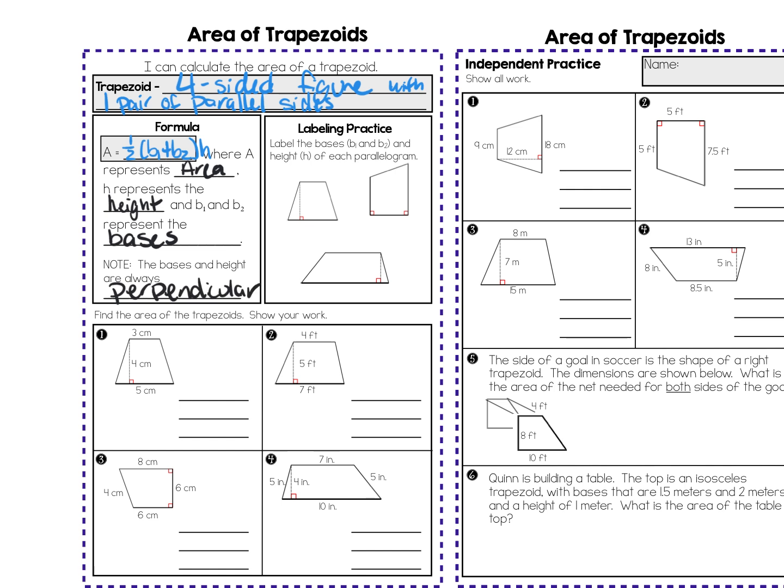So when we're labeling them, B1 and B2 are the two parallel sides, meaning that they'll never meet if they kept on going. If these kept on going, they would eventually meet. So it's not those two, it's these, because no matter how far away they are, they're not going to meet. So this is base 1, base 2, and then the height is exactly straight in between them.